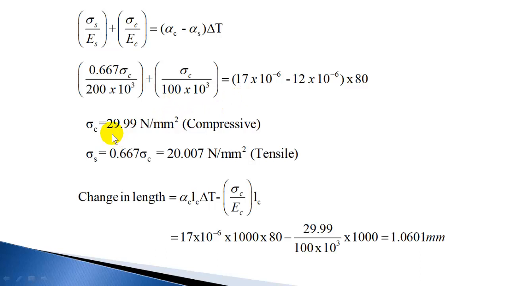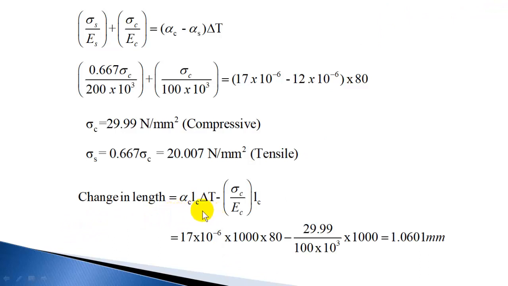So if you work this out, you get sigma C as 29.99 Newton per mm square, and we know that copper is subjected to compressive stress. And sigma S is 0.667 sigma C. So you multiply this with 29.99, and you get 20.007 Newton per mm square tensile stress. So steel is subjected to tensile stress of this magnitude, and copper is subjected to compressive stress of 29.99 Newton per mm square. Now the change in length of the copper bar or steel bar, both will be the same.